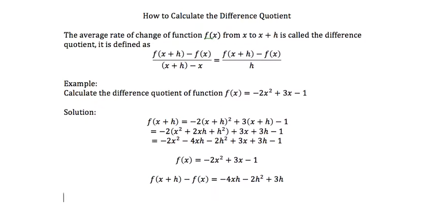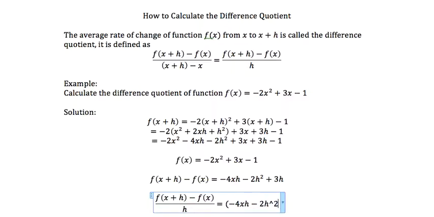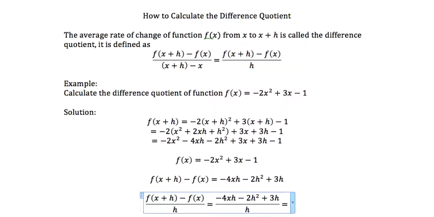Now, continue the calculation. You need to do it based on the definition. This will be f(x plus h) minus f(x) divided by h. That simply is negative 4xh minus 2h squared plus 3h, divided by h. If you notice the numerator, every term has h. So you can use the distribution rule for the division. You divide each term by h.